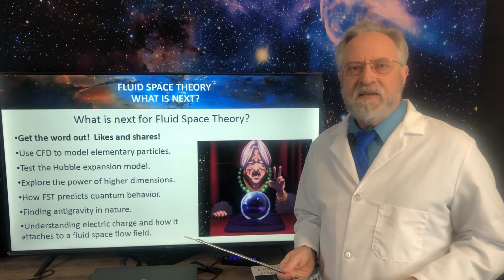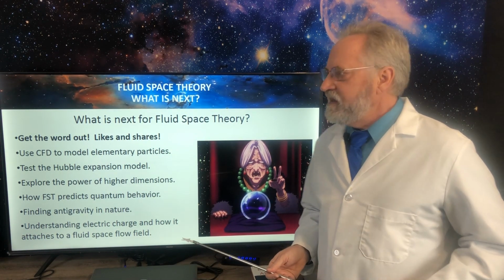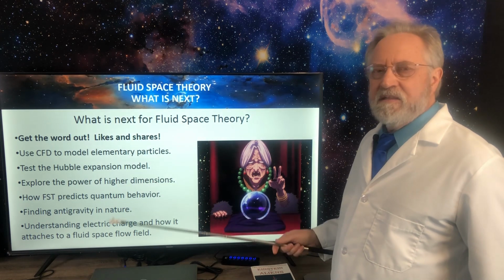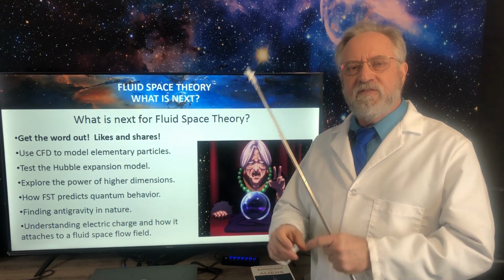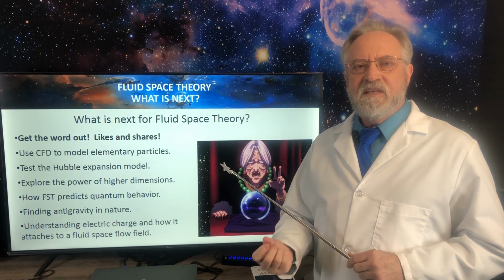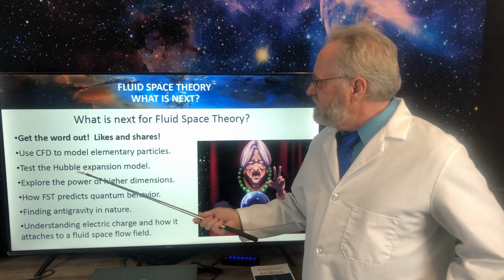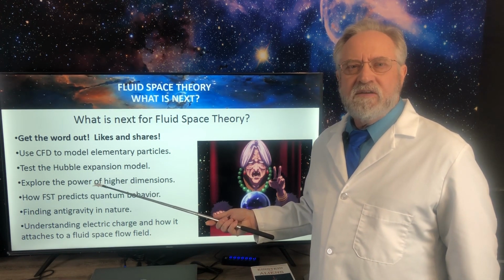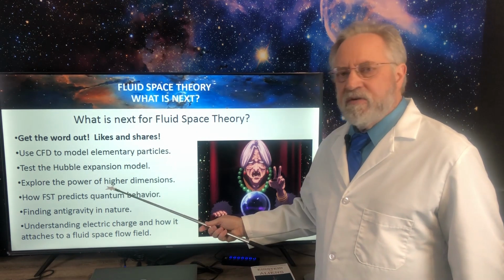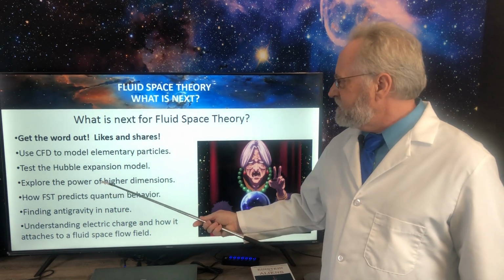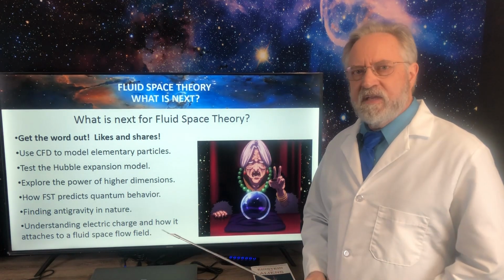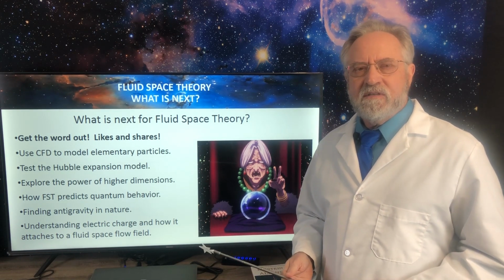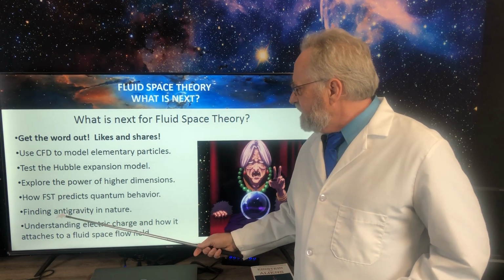Now, some other things that I'd like to see done with fluid space theory is we could use computational fluid dynamics to model elementary particles. You could actually create an inflow field in CFD and see how it behaves as a particle. There are ways we might be able to test the Hubble expansion model and see if the fluid space theory model actually matches observations better. I'm going to show you the power of higher dimensions. I'll be talking about how fluid space theory actually folds seamlessly into quantum theory rather than being in conflict with it the way general relativity is. Now, this is kind of exciting to me.